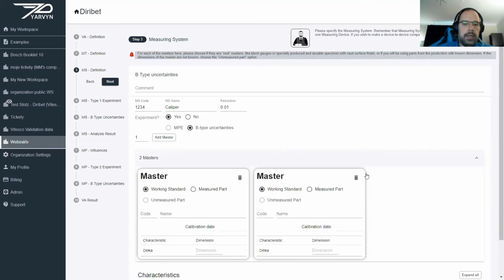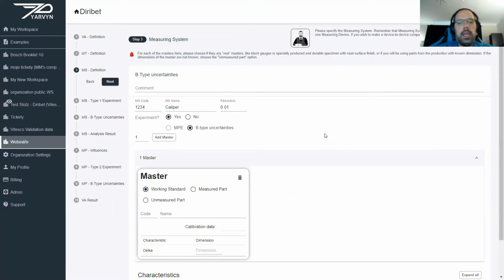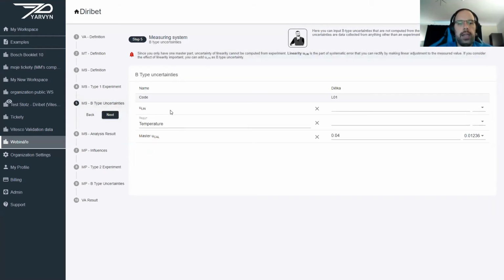I will start with this case. I have only one master, and if you have only one master, it means you cannot calculate the linearity from the data. So in this case, linearity is a B-type uncertainty. You can fill it in as B-type and work with this information.